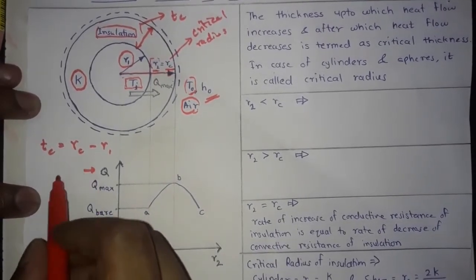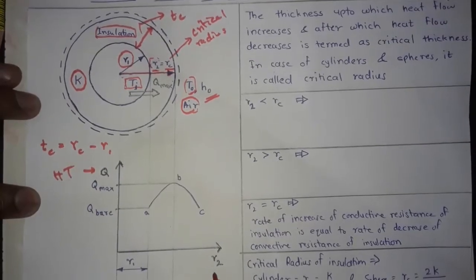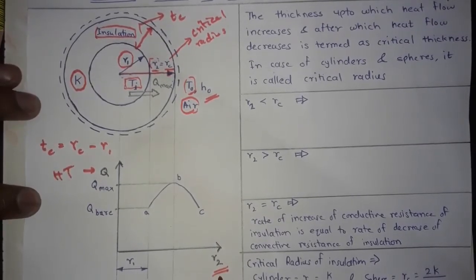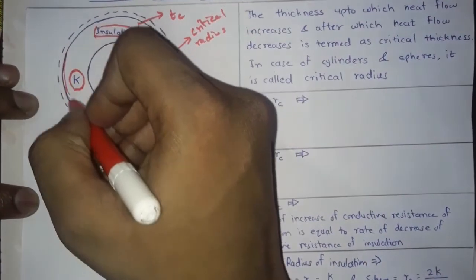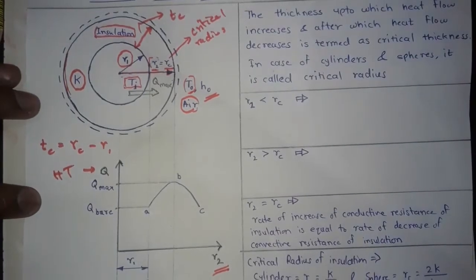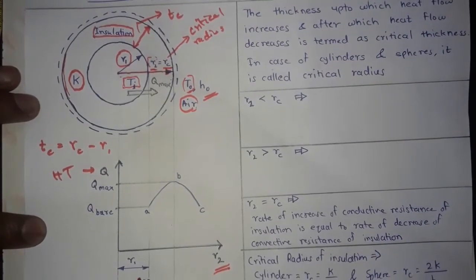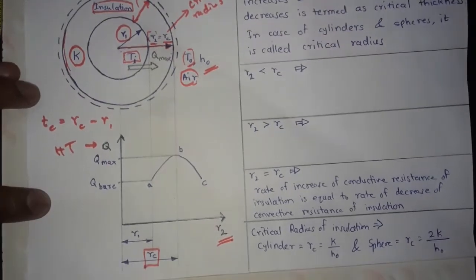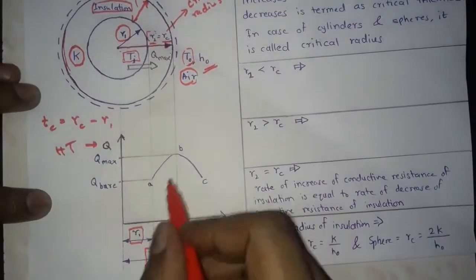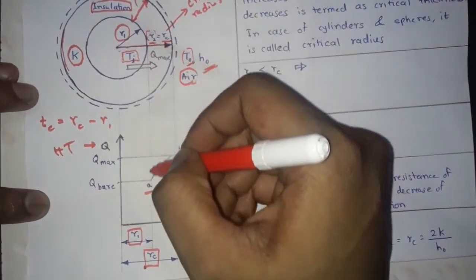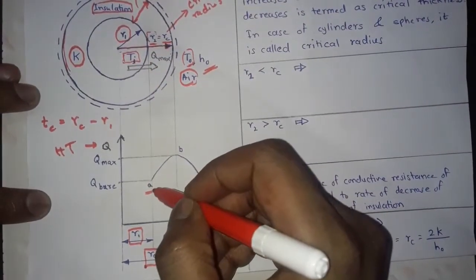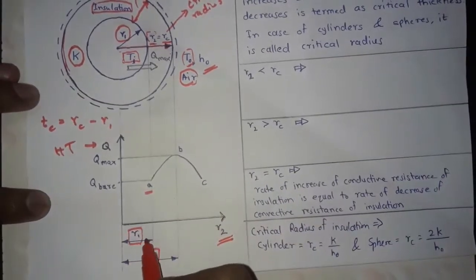Friends, see in this graph, this is the q versus r2 graph. Here q is the heat transfer rate and r2 is our outer radius, this radius. And here you can see this is rc, our critical radius, and this is our r1. As you can see, at point A this is q bare, that is the bare cylinder portion, at r1 radius.